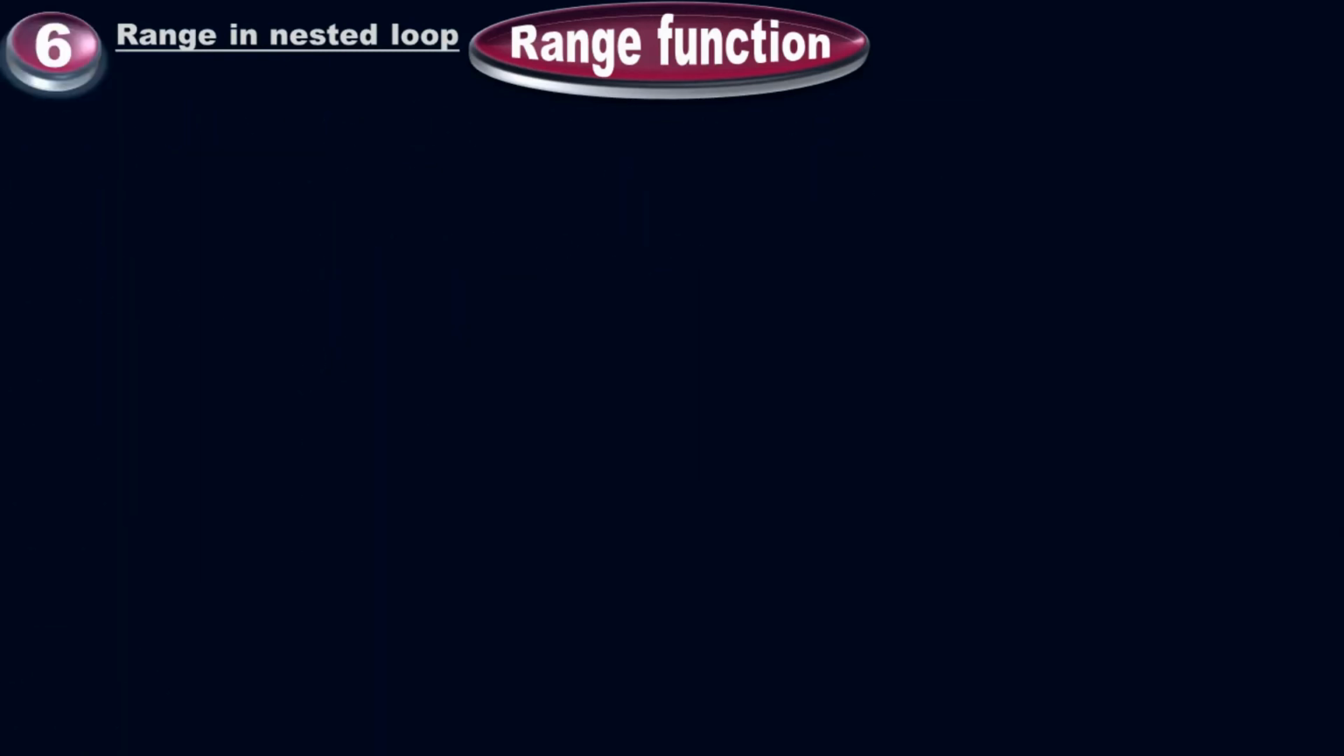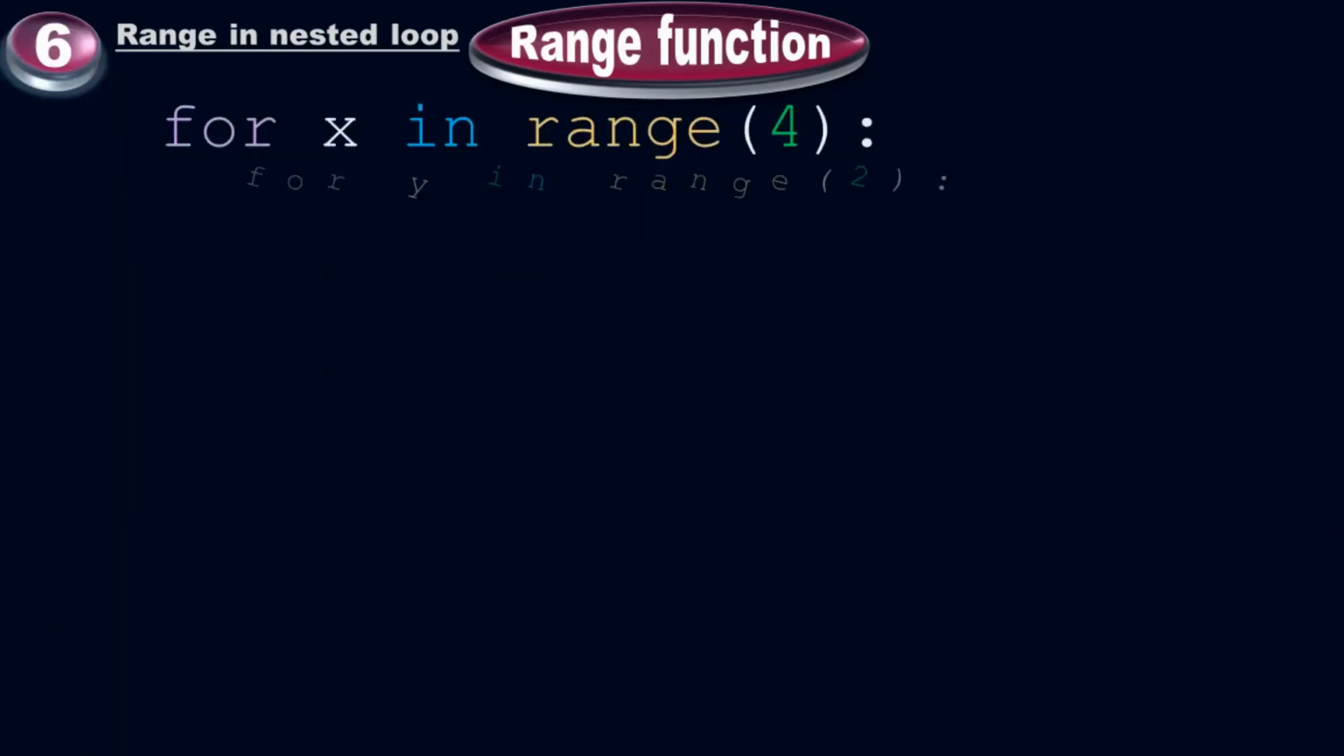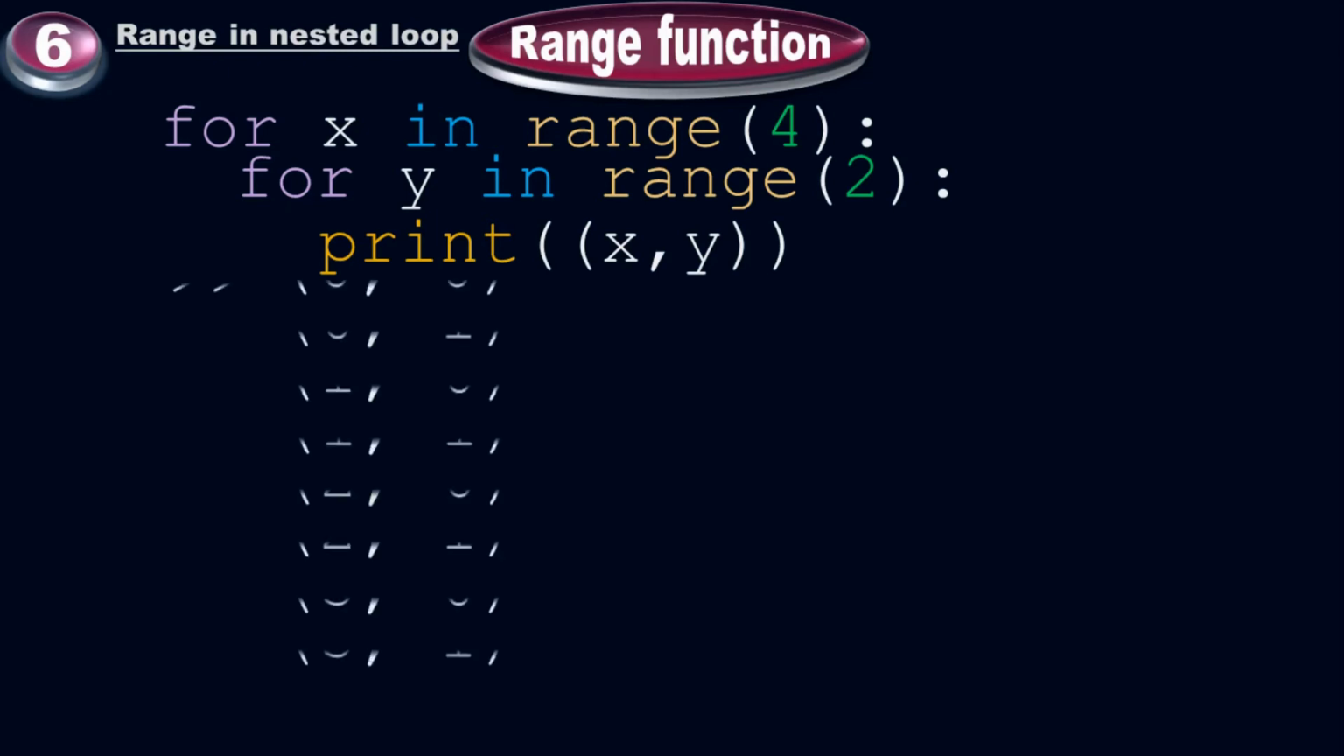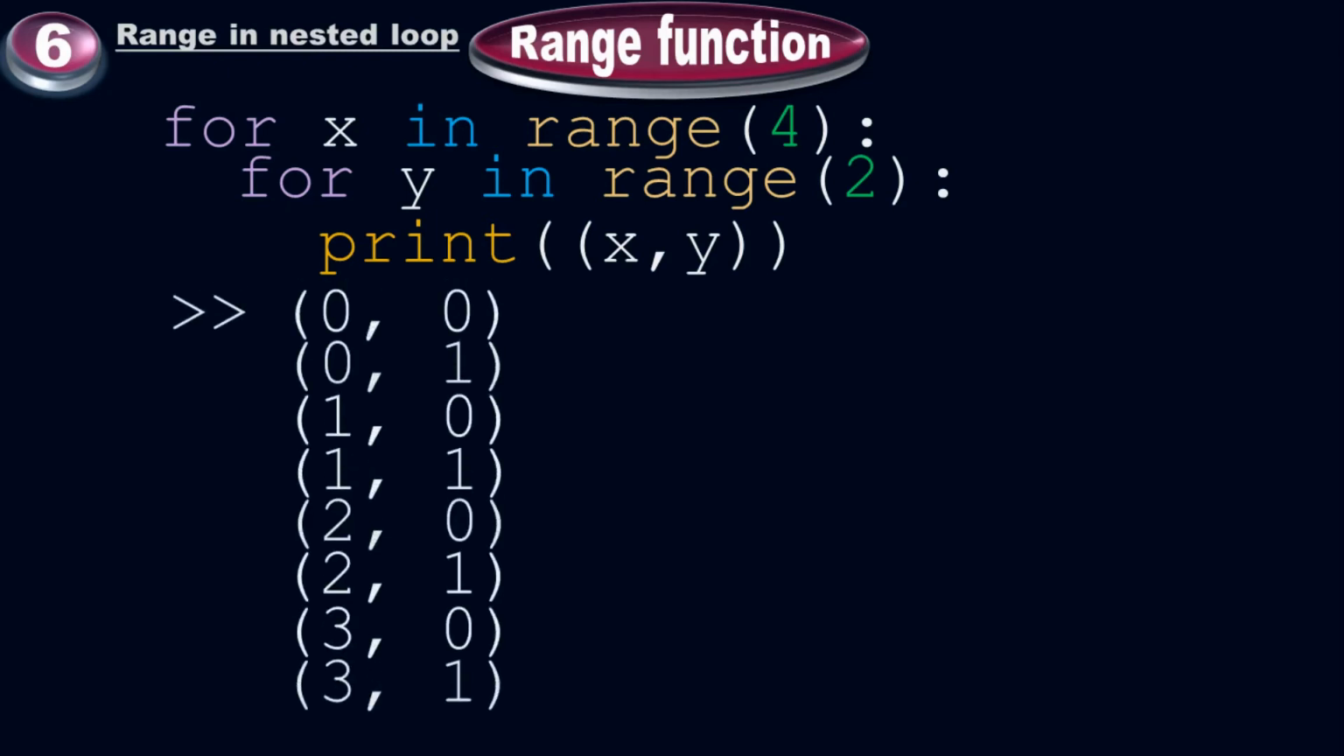Let me take the same example again, but this time I'm going to take the print of x, y inside the parentheses. So when you run it, you will get all those values inside the parentheses. Since we put print of x, y inside the parentheses, all the output values will be inside the parentheses.